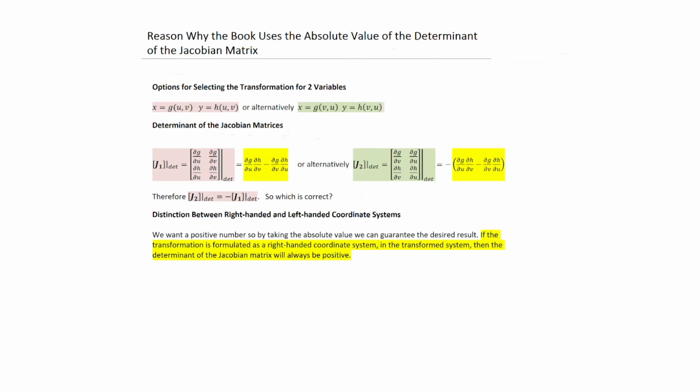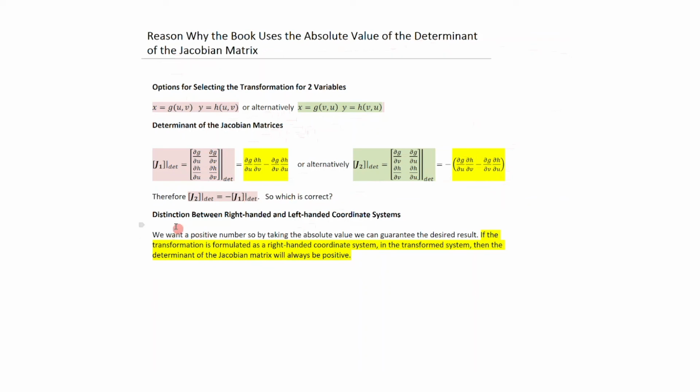Here's a perfect example of how the problem arises. Let's say x equals g(u,v), y equals h(u,v), or alternatively, we could just swap these two. When you set it up, you have really no idea what you're going to be doing. You just do something and hope that it's right-handed. Anyway, you can also write it this way. If we take the determinant of the Jacobian matrix for this case, this is the setup, and you get this. But if you do it for the second case, you end up with the negative of the value you originally had. In some cases you get a positive, in some cases a negative. So which is correct? That's the question that comes up.